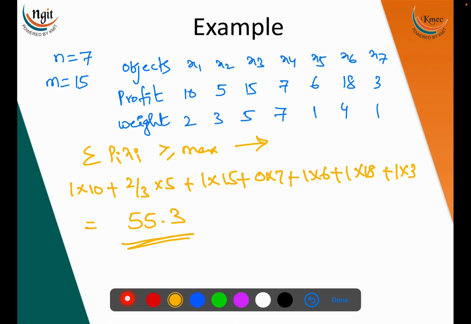So this is the maximum profit and the bag capacity. The constraint is the sum of xi wi less than or equal to m, which we got from this problem, and the objective is maximization, that is, sum of xi pi should be maximum. So this is the knapsack problem using the greedy method. It is also called the fractional knapsack problem. Thank you all.